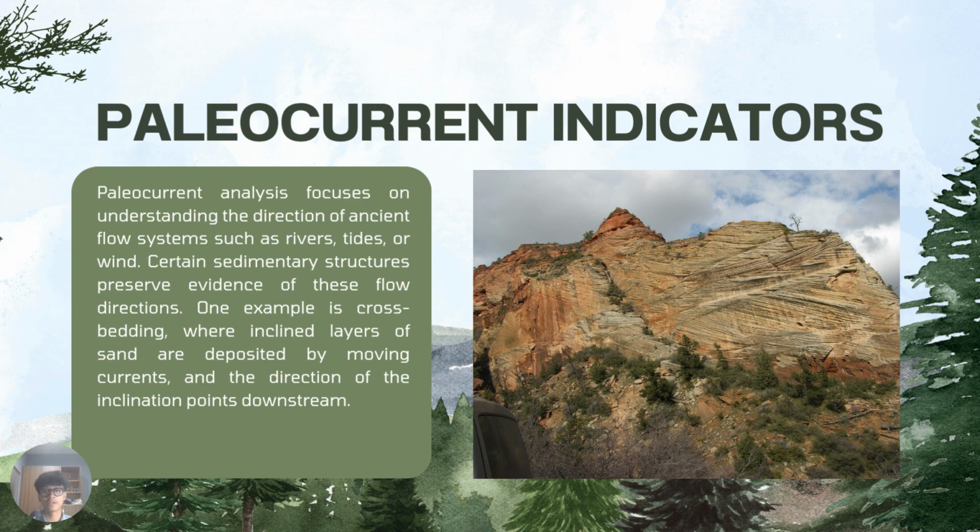Another example is ripple marks, which are small undulating features formed by flowing water or wind. In a asymmetric ripple, the gentle slope faces upstream and the steeper slope faces downstream, showing the direction of the sediment transportation. Now we move to the second paleocurrent indicator.